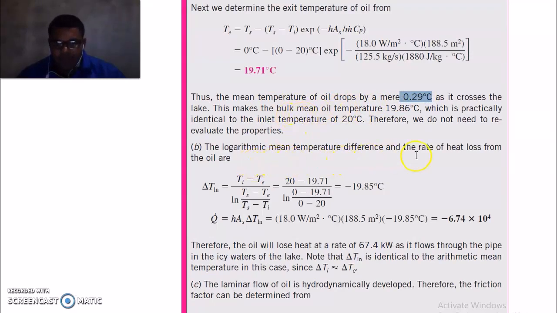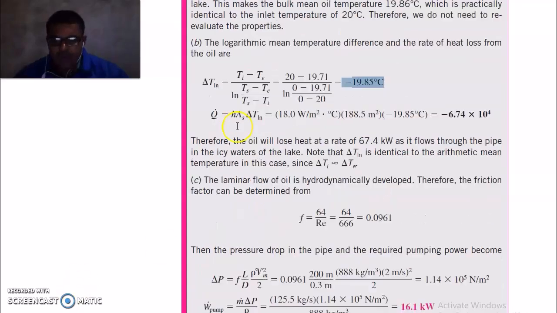The logarithmic mean temperature difference and the rate of heat loss from the oil are, that is delta T log mean temperature, which is this, where T_s is the surface temperature, which is 0, T_i is the inlet temperature for oil, and T_exit we had calculated, this is minus 19.85 degrees Celsius. So heat transfer is equal to h times the area of the surface of the pipe times the logarithmic mean temperature difference. On calculation you will get this value. It means oil will lose 67.4 kilowatt of heat.